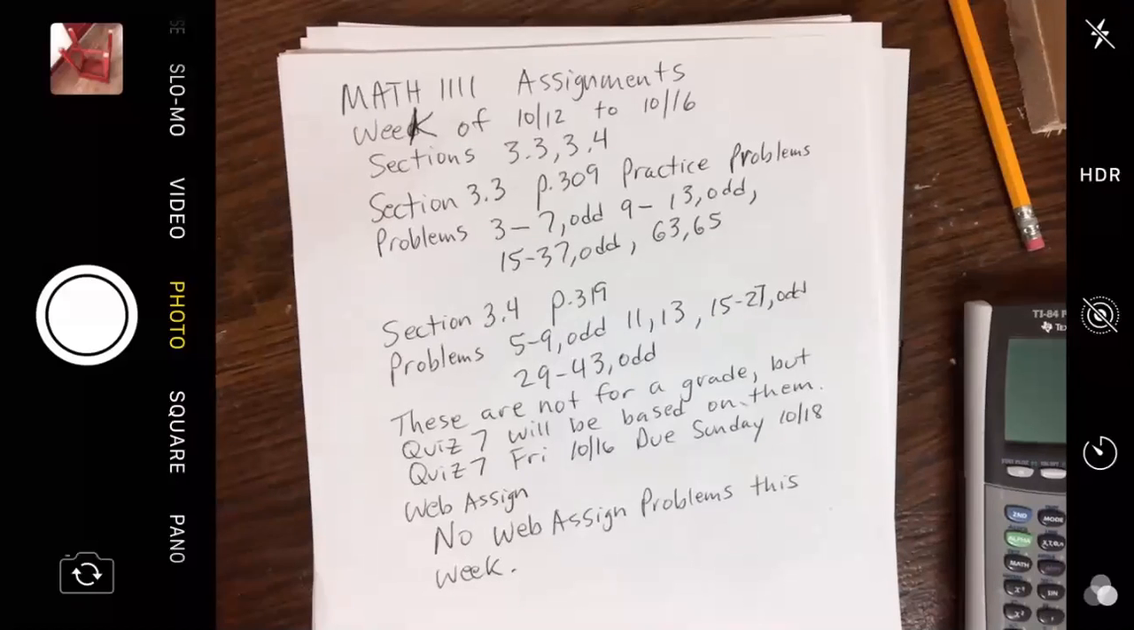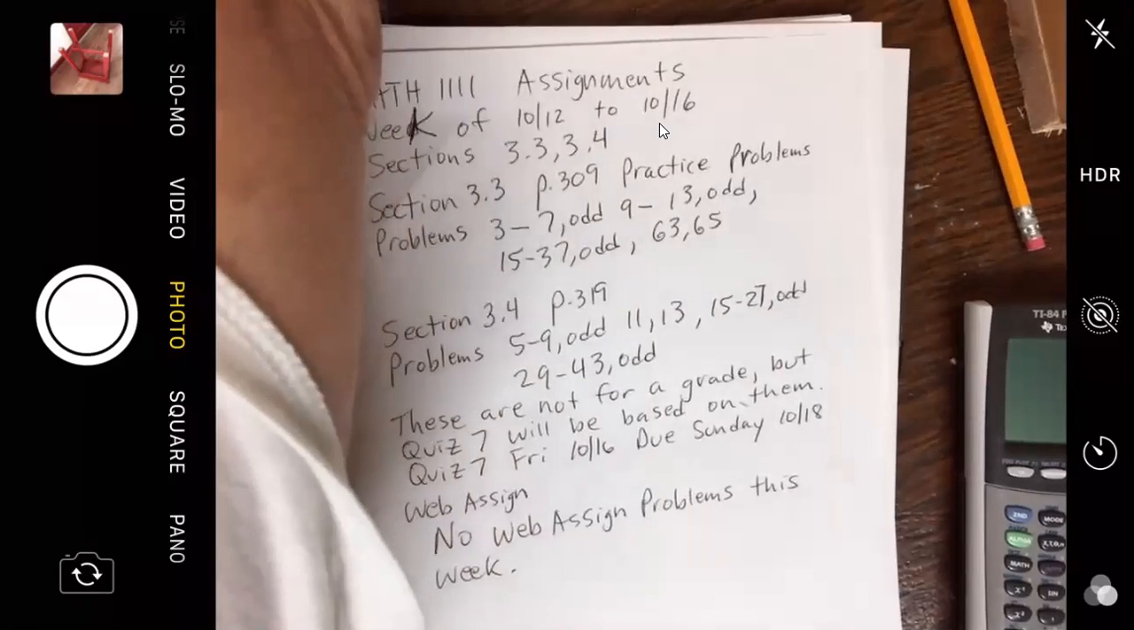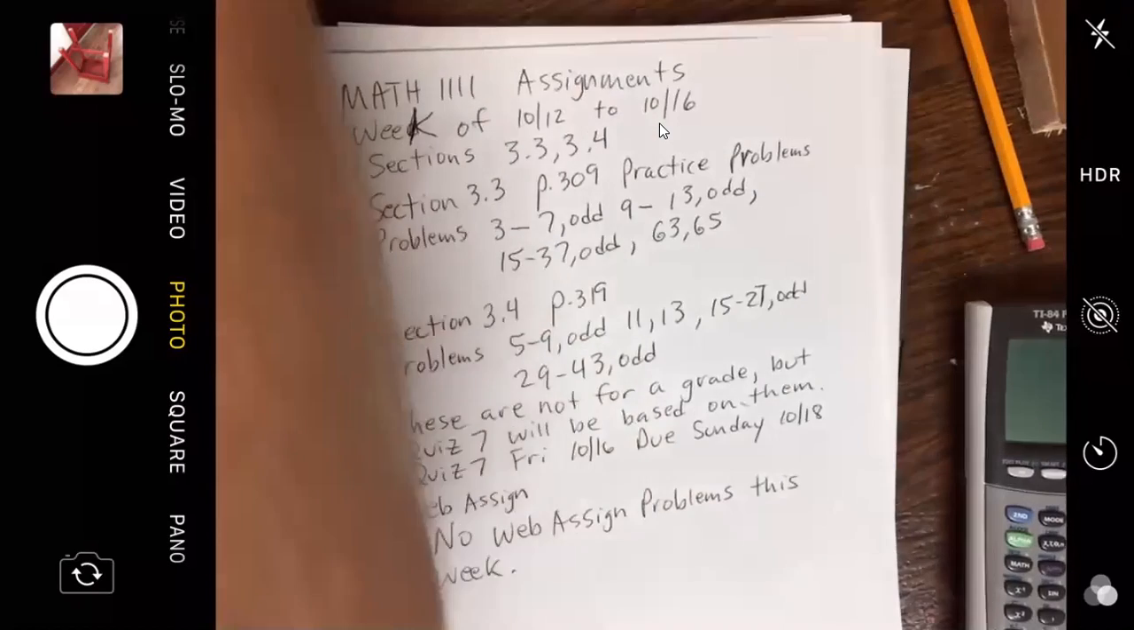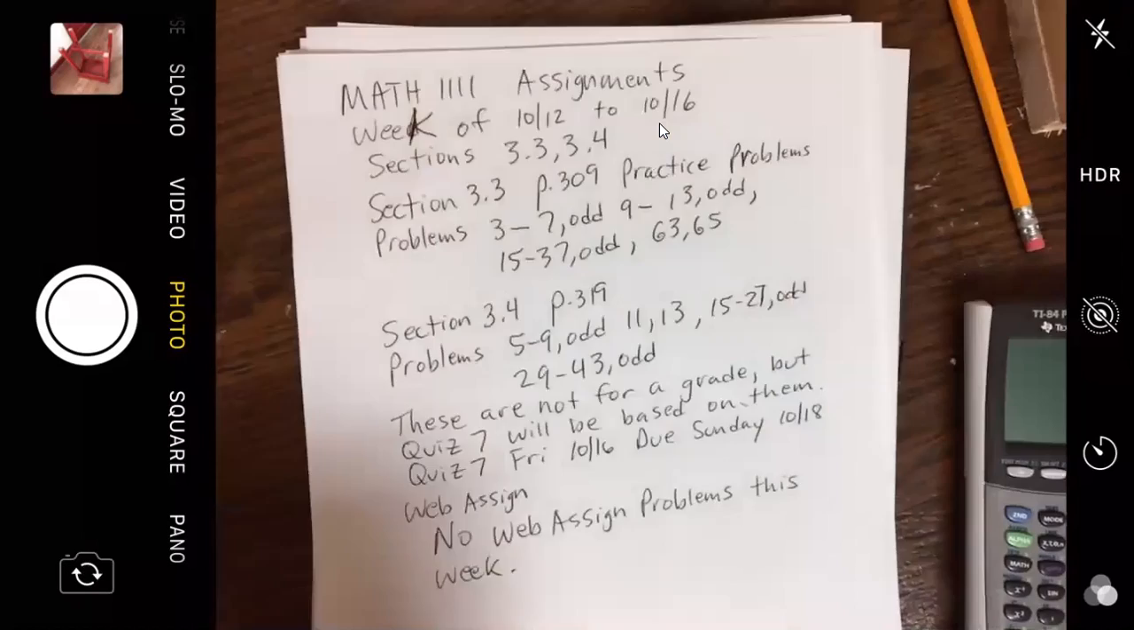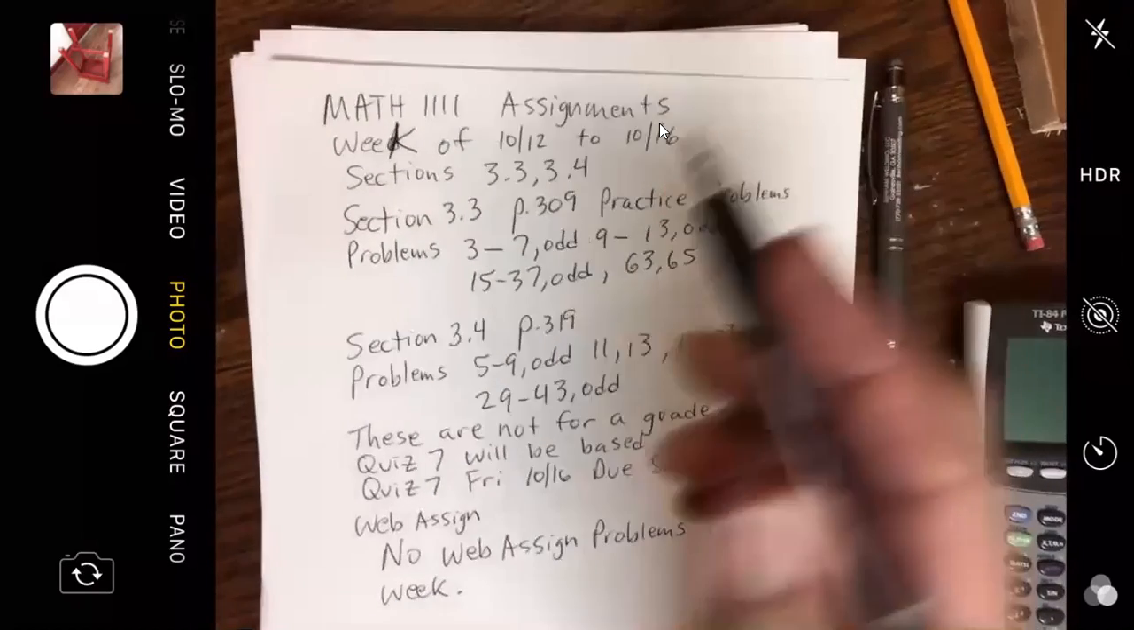Here is the Math 1111 Zoom meeting for October 15th. And this week we had assignments, week from 10/12 to 10/16.